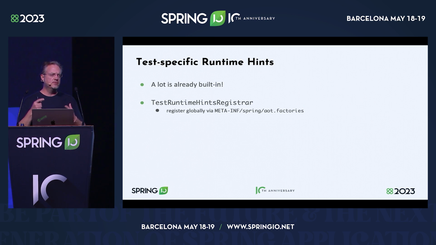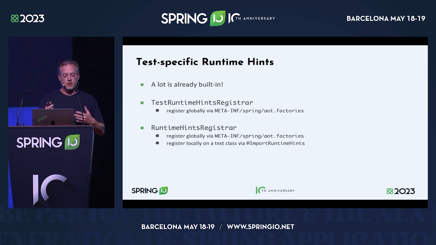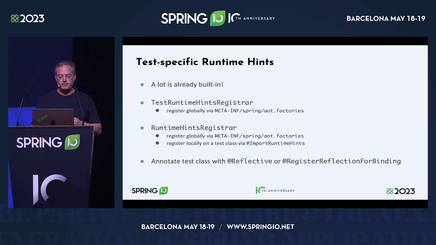So if you need something that's specific to your test classes, you can implement the test runtime hints registrar. Otherwise, you can implement the standard Spring runtime hints registrar, and you could register that globally in the AOT factories file, or you could just annotate your test class directly with @ImportRuntimeHints, and I'll show you an example of that in a bit. And the other option, I think we saw this in the keynote as well, you can just annotate your classes, in this case your test classes, with @Reflective or @RegisterReflectionForBinding, and you can check out the standard documentation for those annotations and what they mean.